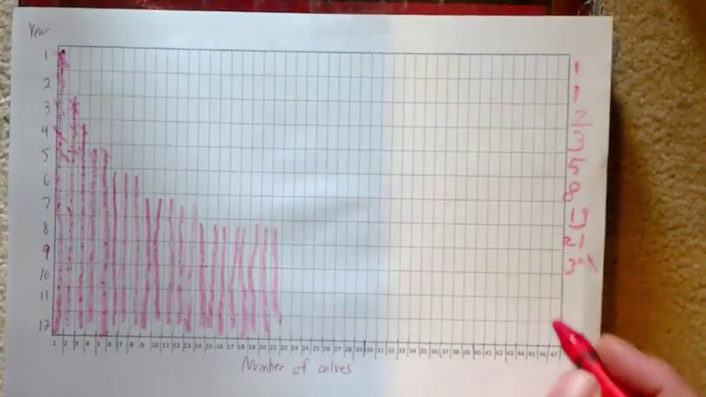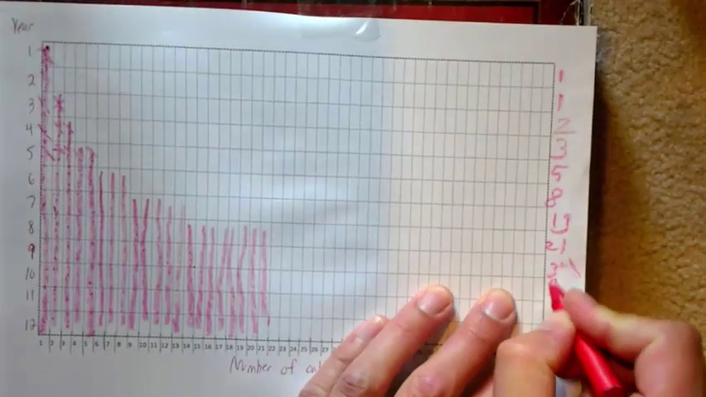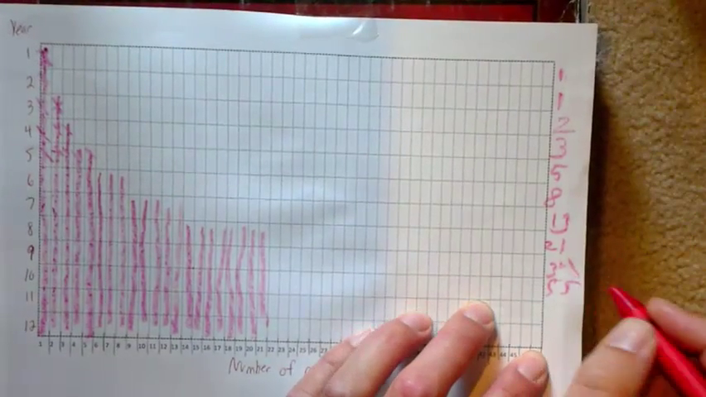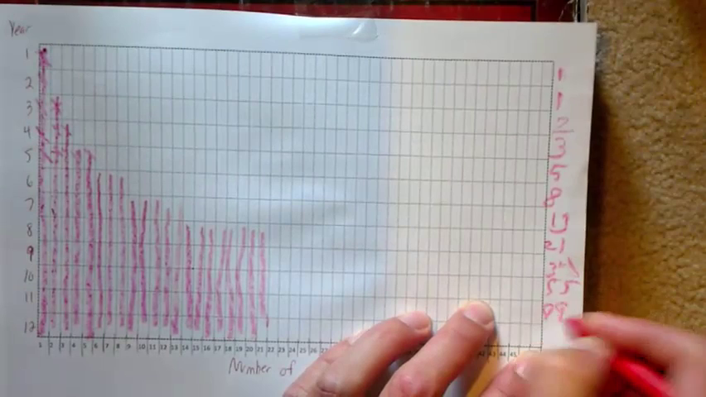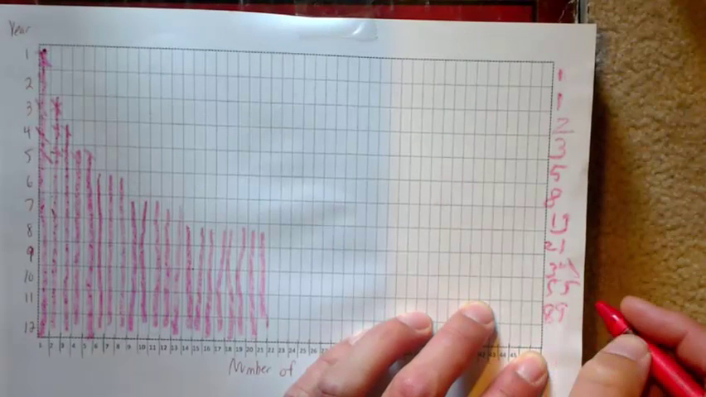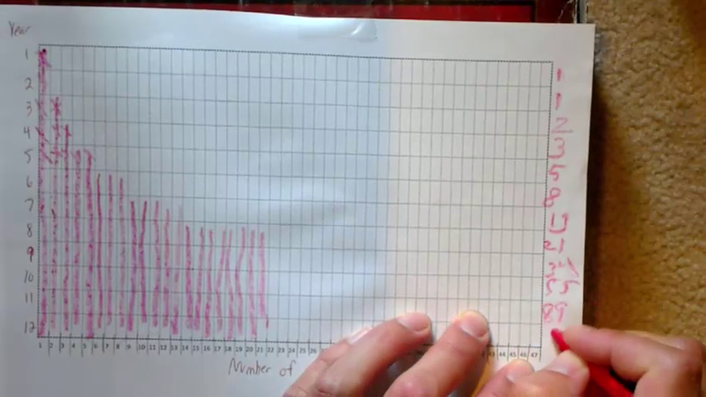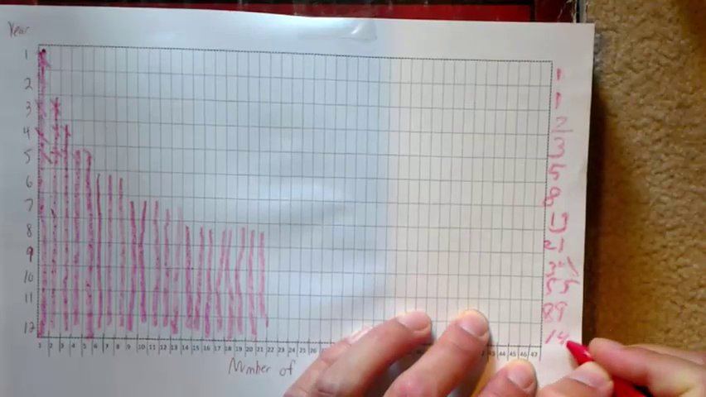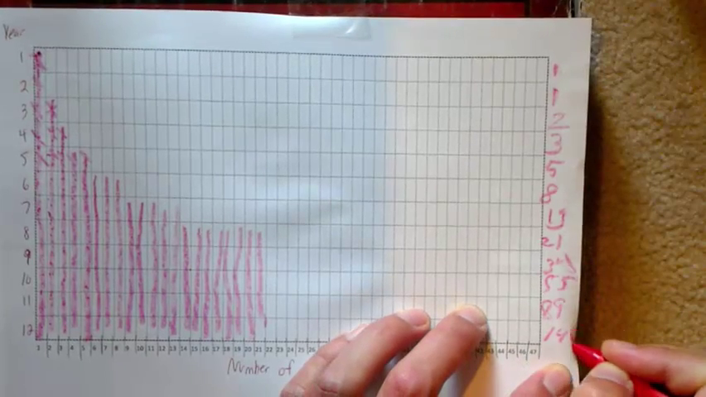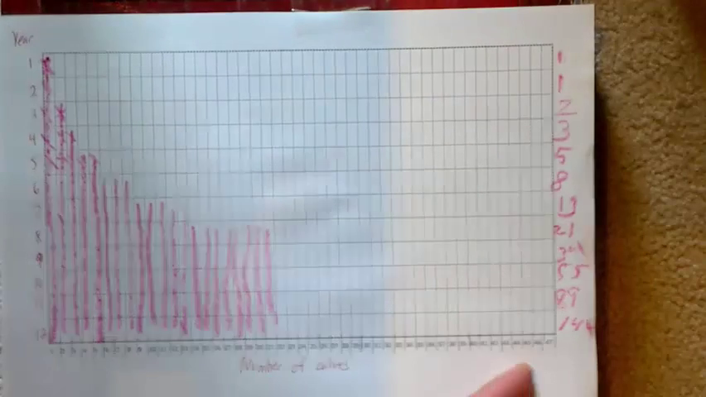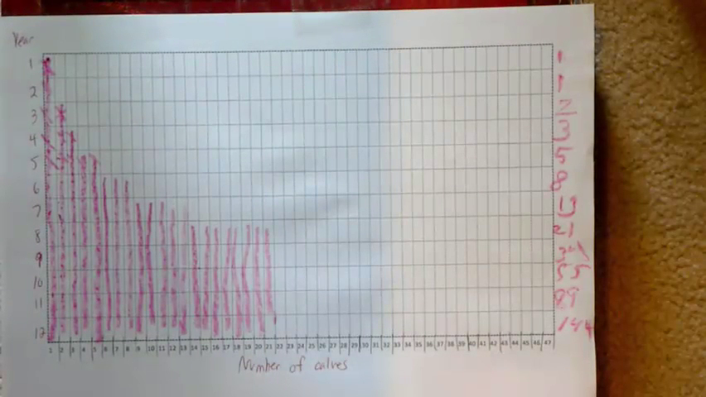Oops, there. 21 and 34 would be 55. 34 and 55 would be 89. 55 and 89 would be, I don't know, 144. And then if you add all this up, you get the total number of calves born in all 12 years. Hope that helps.